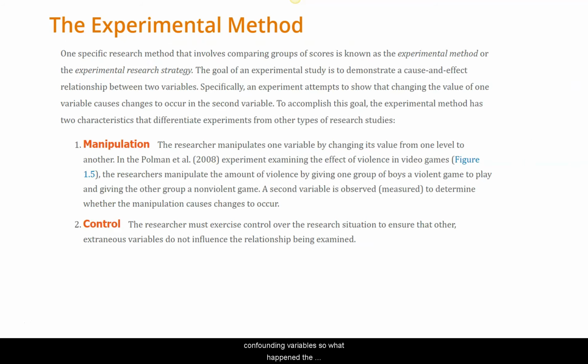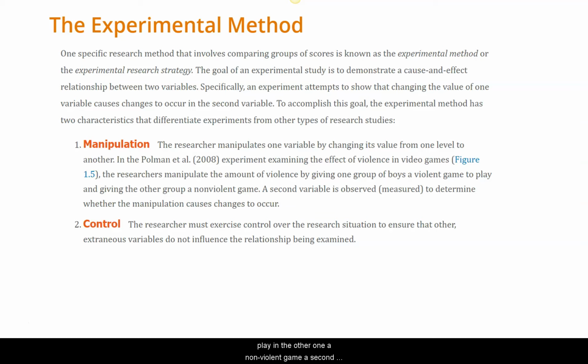So what happens? The researcher manipulates one variable. In this case, they manipulate what participants are exposed to. The researcher manipulates one variable by changing its value from one level to another. In an experiment that your text talks about somewhere else, the researchers manipulated the amount of violence by giving one group of boys a violent game to play and the other one a non-violent game.